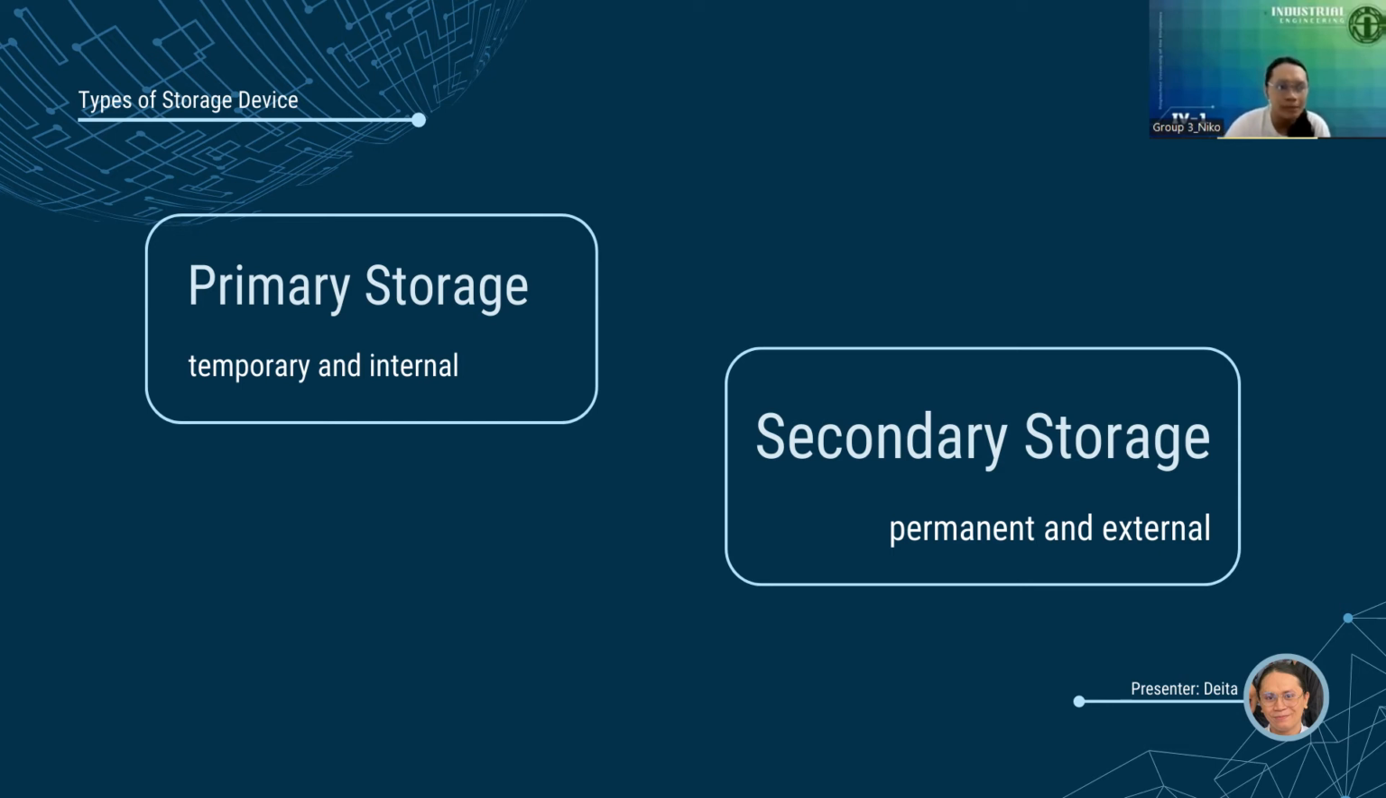So sa kabilang part naman ay second storage devices kung saan siya naman ang permanent and external. So meaning to say po ang secondary devices stores data permanently and note exactly that they can either be internal or external to the computer. So these types of devices include hard disk, optical disk drive, and then USB storage device.